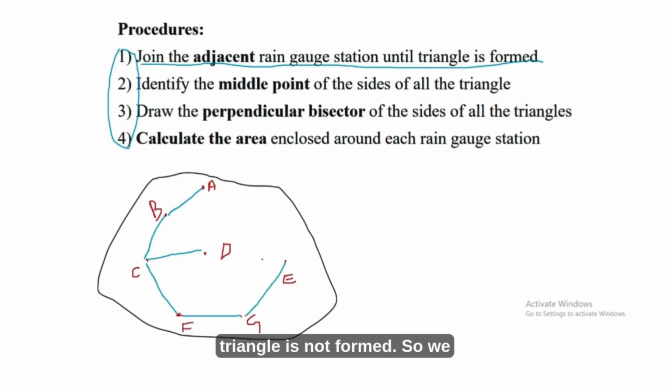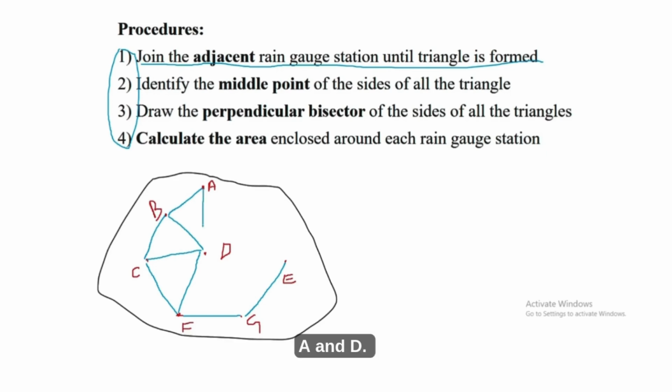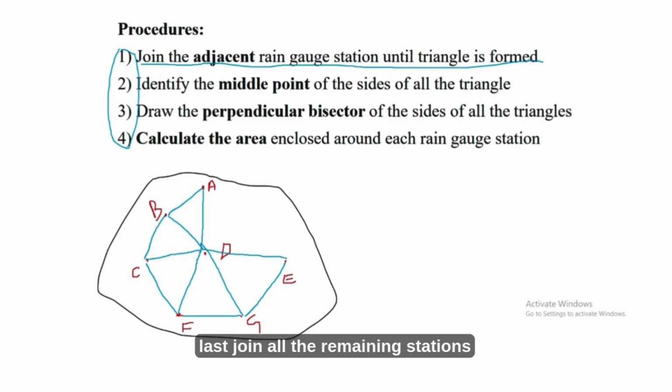Still, a triangle is not formed, so we have to join closest stations. B and D are closest, so join B and D. Now one triangle is formed. D, F are closest, so join D and F. Continue this process until triangles are formed. A and D, D and G, E and D. And at last, join all the remaining stations to develop triangles.